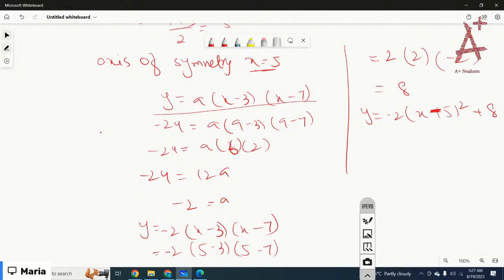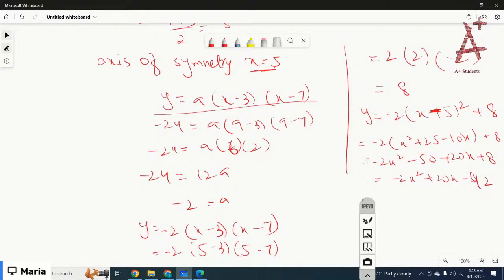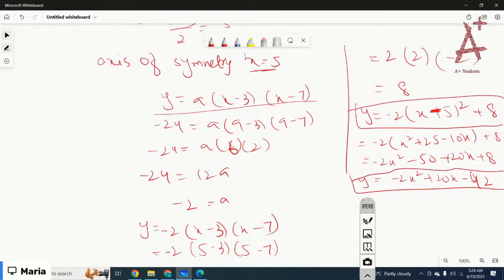So you have to write the equation in standard form. Just multiply them. It would be negative 2 times (x square minus 10x plus 25) plus 8. So let's multiply: negative 2x square plus 20x minus 50 plus 8, right? So just collect the like terms: negative 2x square plus 20x minus 42. So that is the equation in the standard form. Here is the equation in vertex form. And here is the axis of symmetry, that is x equals 5, right?